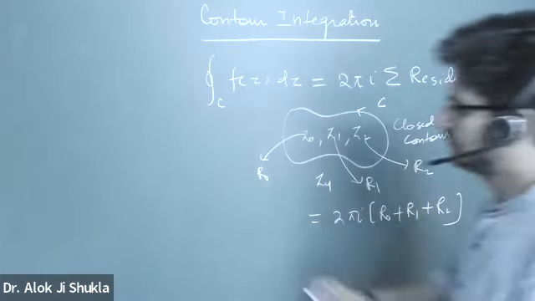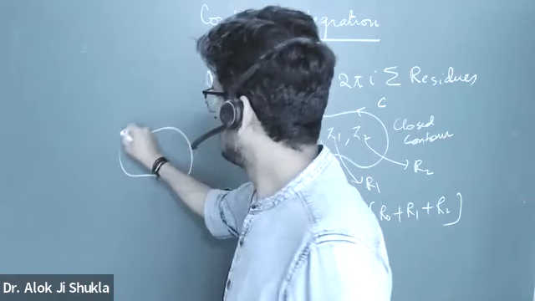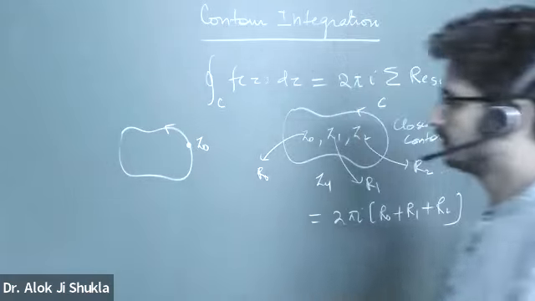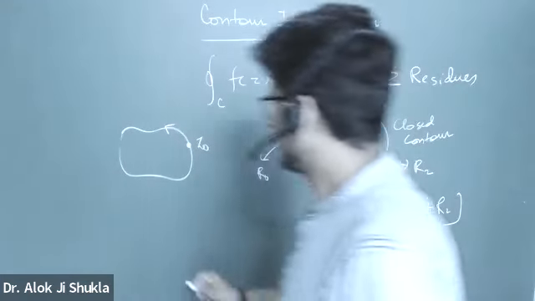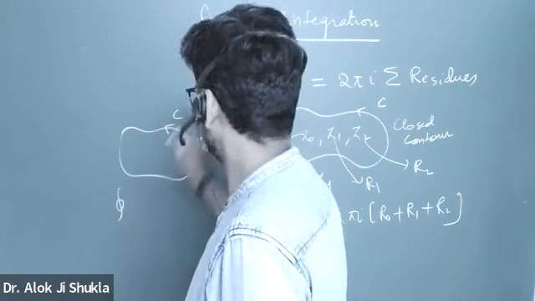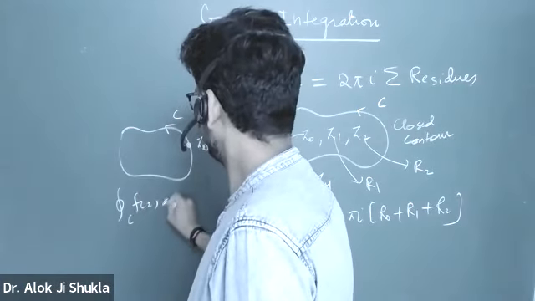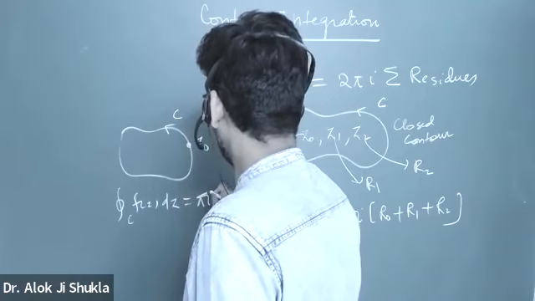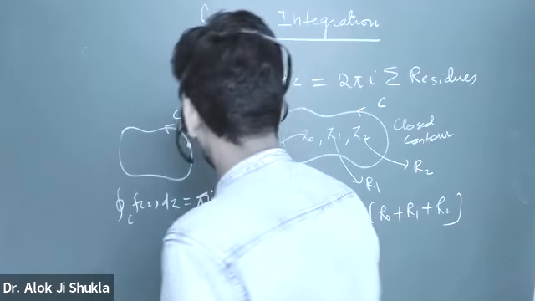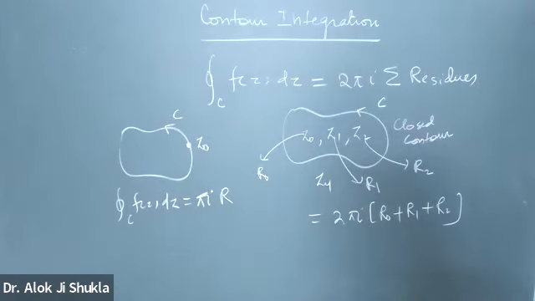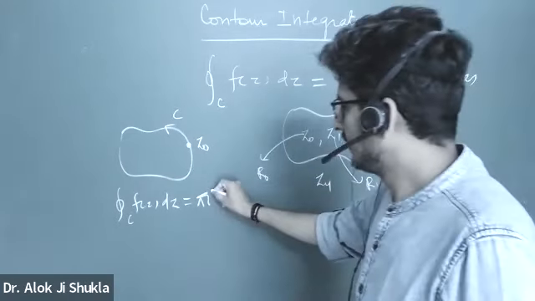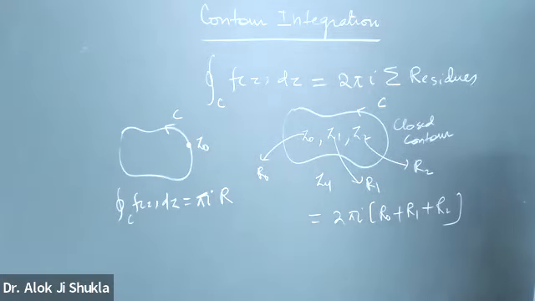And also, if on some contour the pole lies on the contour, then the integral over C of f(z) dz will be pi I times the sum of residue. So pi I into this residue. So here it is 2 pi I, and here it will be pi I times the sum of residue, if the pole is on the contour.